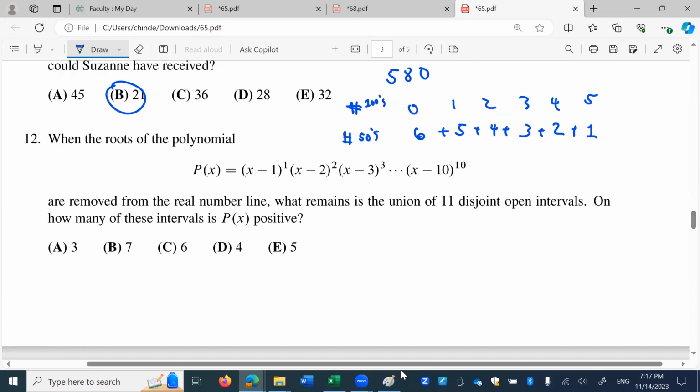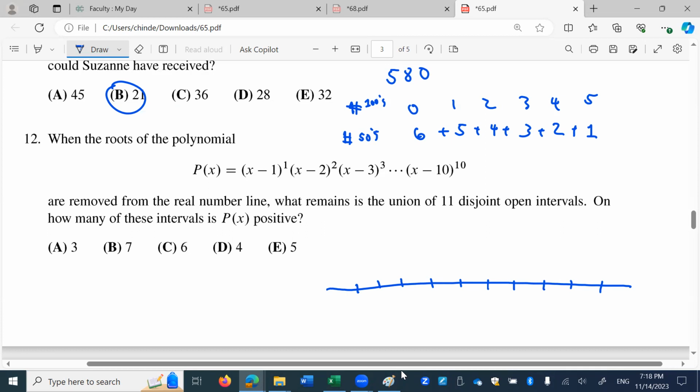All right, we're gonna remove the zeros of this polynomial, and on how many of the remaining intervals is the polynomial positive. All right, so we have 1, 2, 3, 4, 5, 6, 7, 8, 9, 10. And the polynomial equals 0 at each of these points, and it will either change signs or not, depending on if the multiplicity is odd or even. If the multiplicity of the root is even, then we don't change signs.